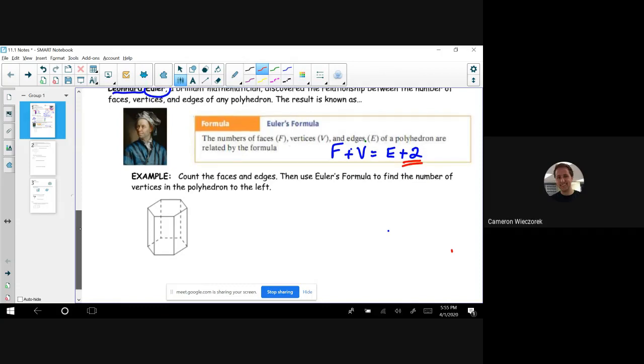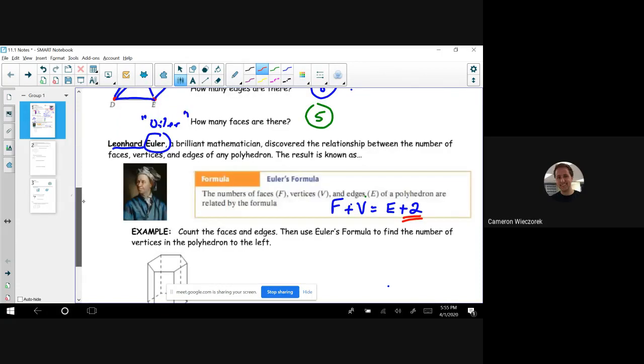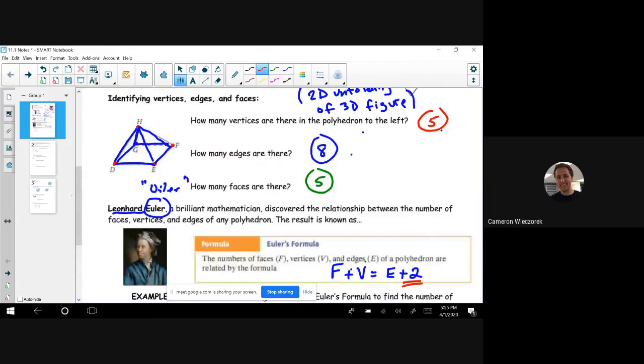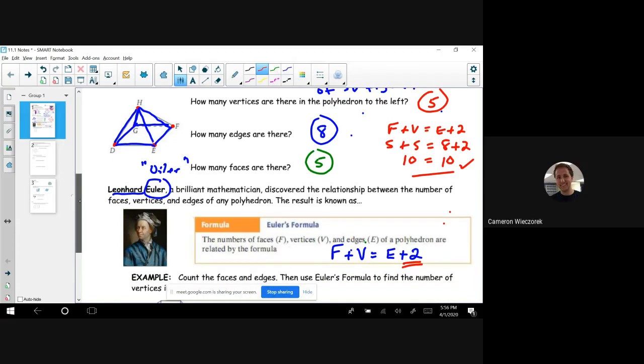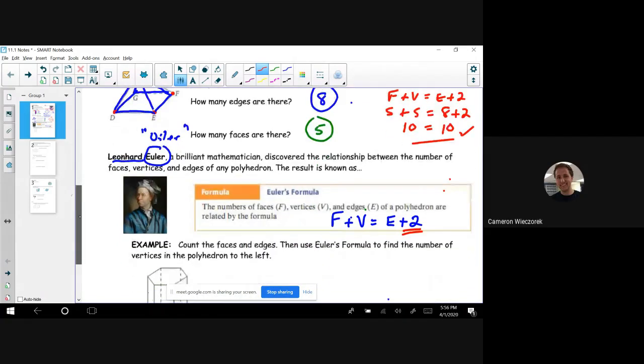So let's kind of confirm that for the one we had up here. Here was my pyramid. Does it work with the numbers that we found? Let's see. Does the number of faces plus the vertices equal the edges plus 2? Well, there's 5 faces. We counted 5 vertices. Number of edges we counted was 8. So does 5 plus 5, 10, equal 8 plus 2? 10 does equal 10. Check. So that's what we call verifying that the formula works. We make sure the left side equals the right side.